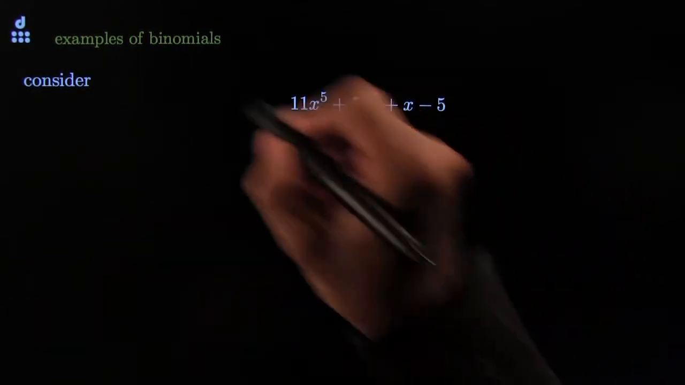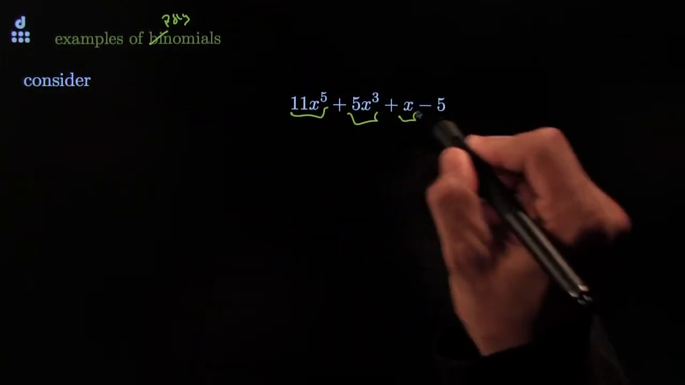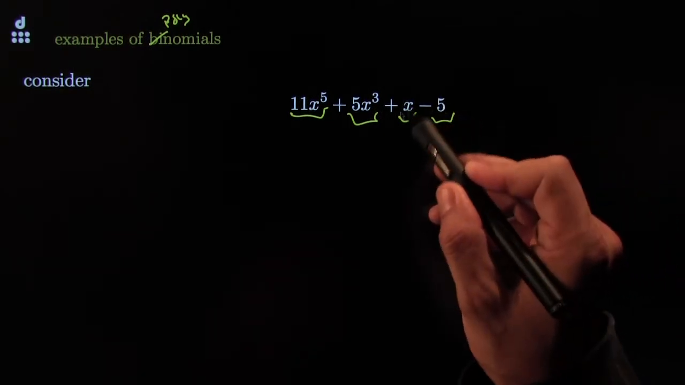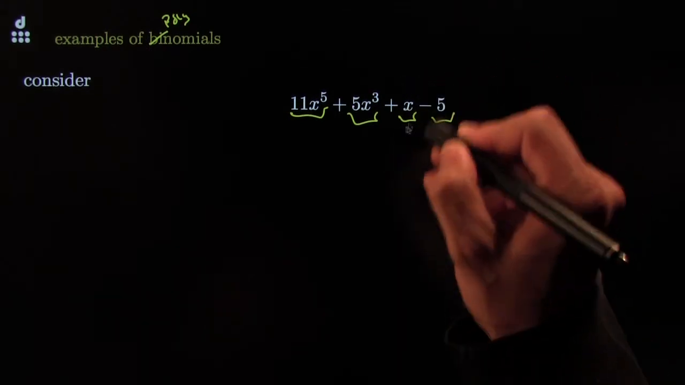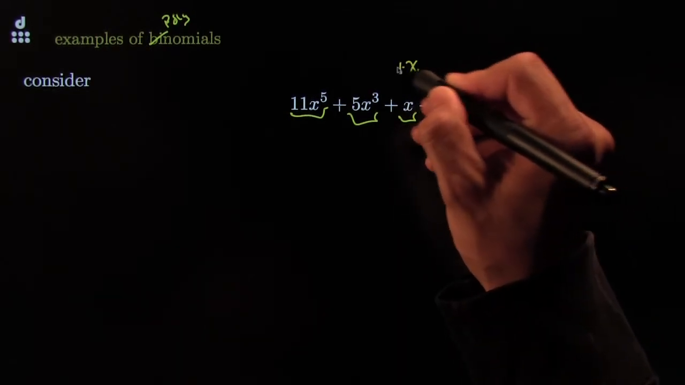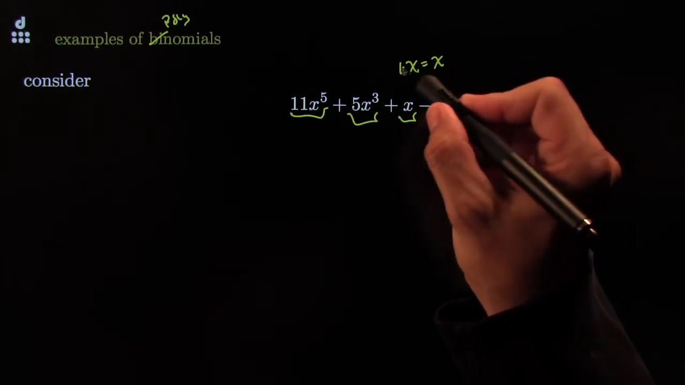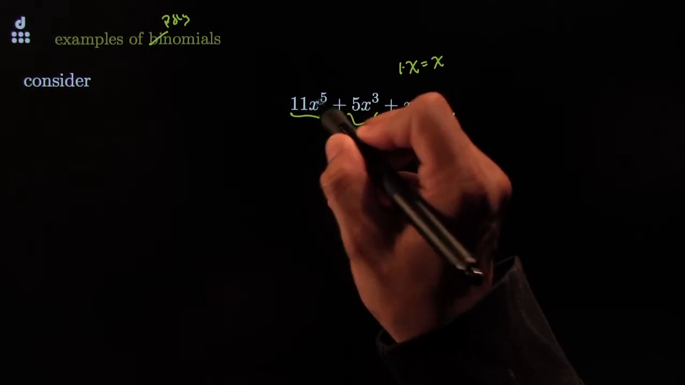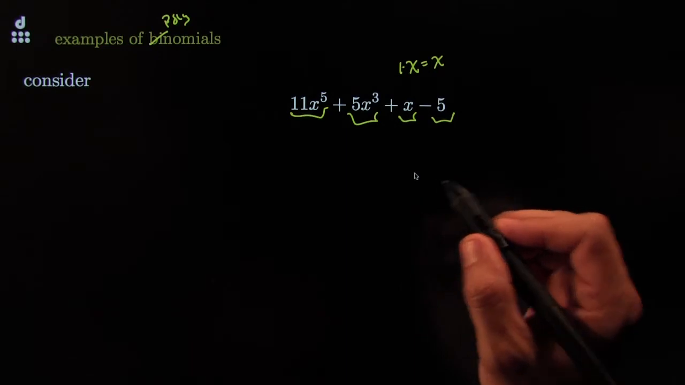Here we have another example of a polynomial. And this one has 1, 2, 3, 4 terms. The constant term is -5. The linear coefficient is 1. Even though there's not a 1 there, we know that multiplicative identity says that that's the same thing as x by multiplicative identity. So 1 is the linear coefficient, 5 is the degree 3 coefficient, and 11 is the degree 5 coefficient. Highest degree is 5, so the whole thing is degree 5.